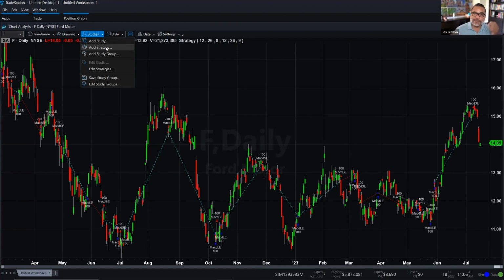When you combine a long entry with a short entry strategy, they're going to reverse each other. So if you're in a long trade and the short side generates a trade, it's going to get you out of the long and take you short. And vice versa. If you are in a short position and the long signal gets generated, it's going to cover your short position in order to take you long. So it's a reversal strategy. You're always in the market.